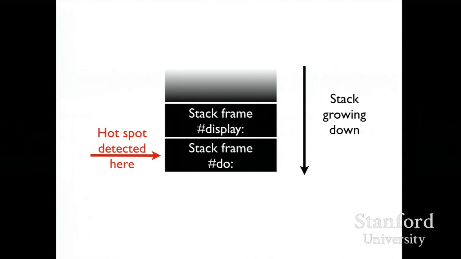So when the hotspot is detected, we have the current state of the stack. So the bottom stack frame is the stack frame with the method do, and the frame just above is the stack frame for display. So the thing that the optimizer can do is look ahead in the stack to find the best method to optimize.